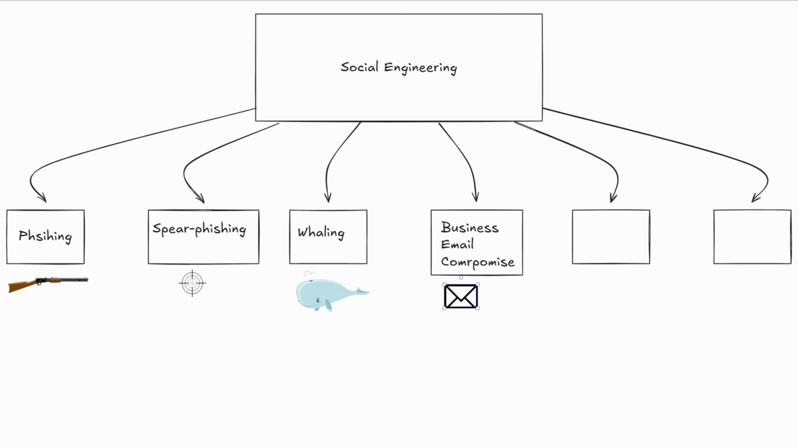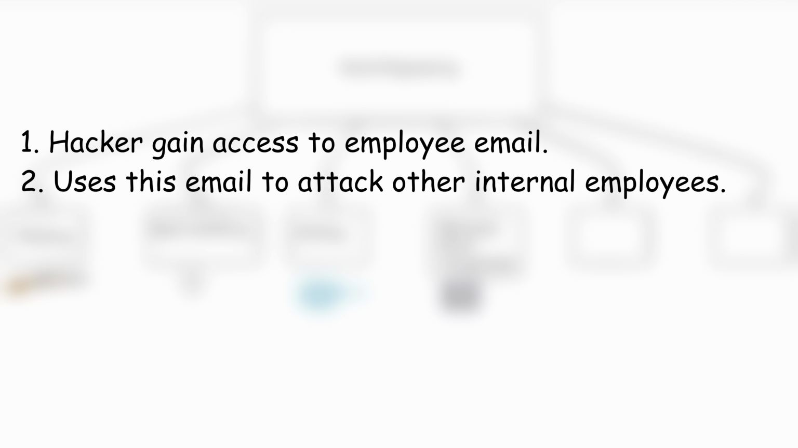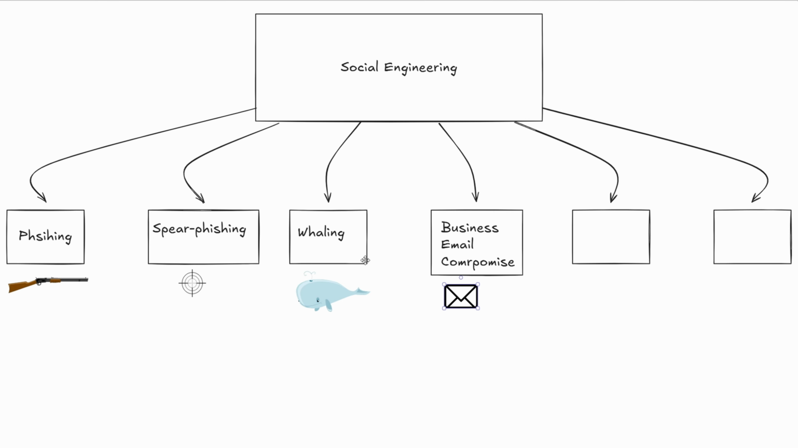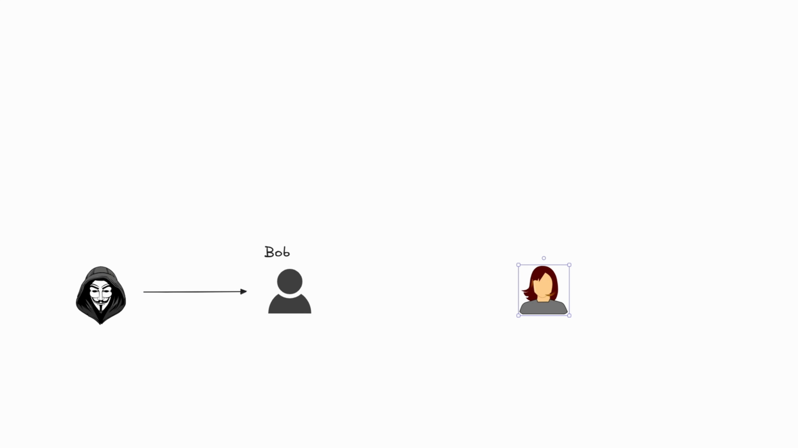Next is business email compromise, or BEC. In this attack, a hacker actually gains access to a legitimate employee's email account. They then use that real internal email to send messages to other employees or vendors, usually asking for invoice payments to be rerouted to the hacker's bank. In this case, a hacker compromises and gains access to Bob's email address. Then he uses Bob's account to email Alice, asking her to make a payment to the hacker's account.